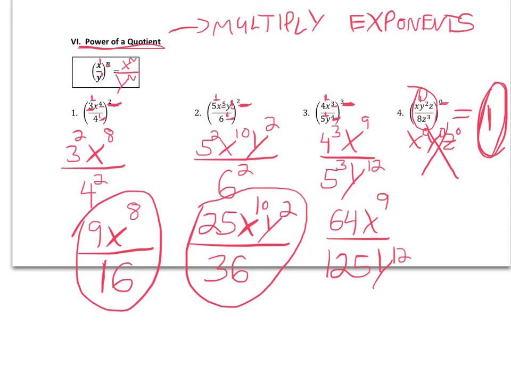All right? So really, power of a quotient is the same exact thing as power of a power. You multiply the exponents, but you got to do it twice. One for the numerator, and one for the denominator. Multiply the exponents.